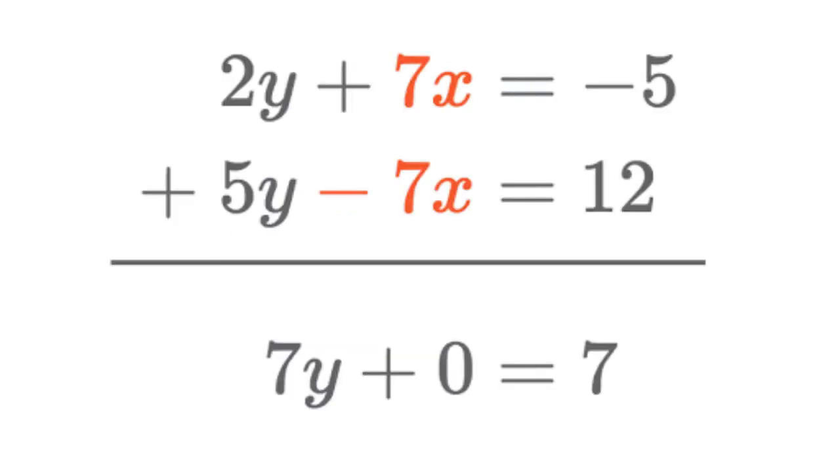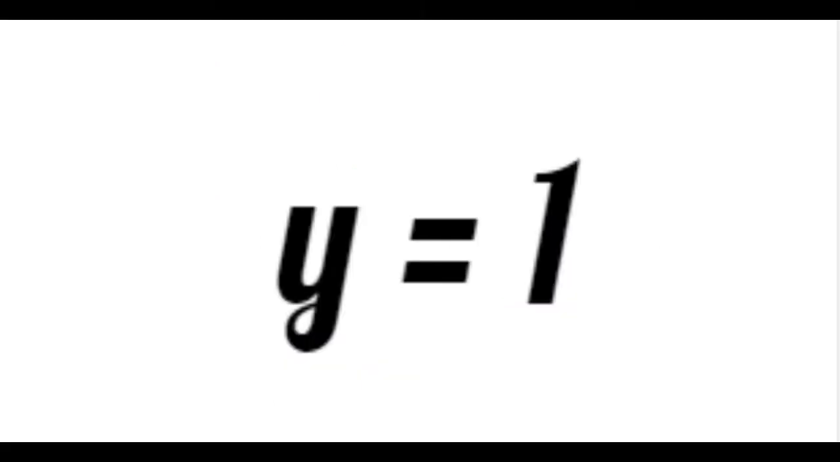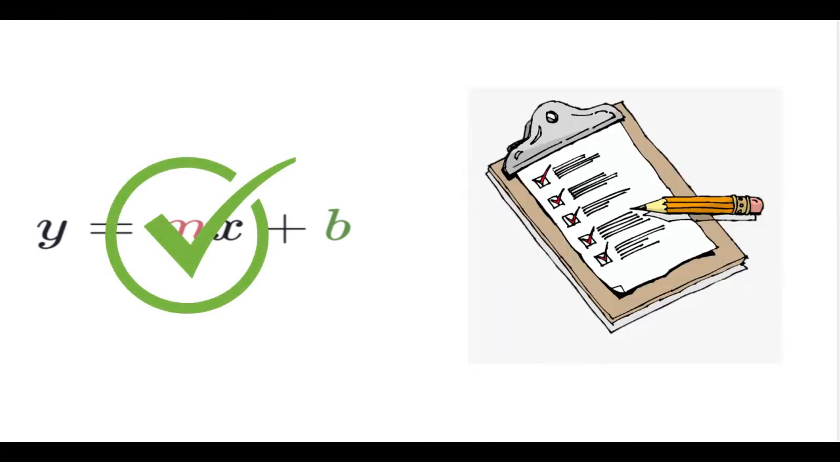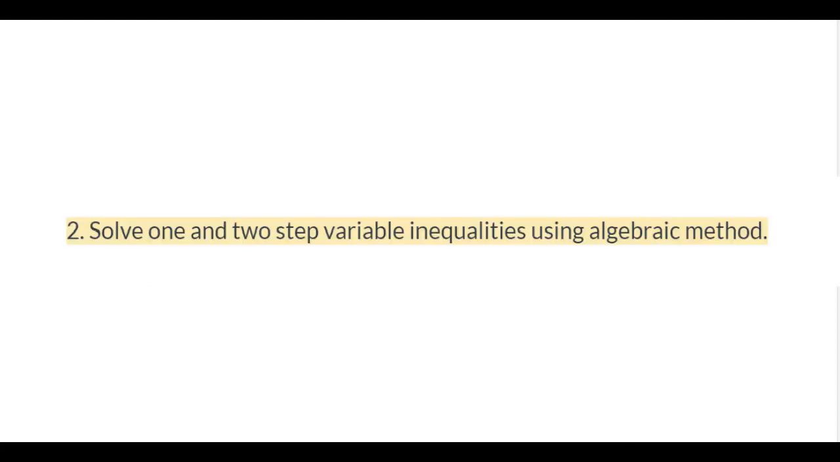The final method is elimination. You cancel out numbers and extra variables with inverse operations, and you isolate one variable on one side and the solution on the other side. In the end, the solution looks like this. This would work with most solvable equations, and I believe that this is the method we would use the most this year. The second N is to solve 1 and 2 step variable inequalities using the algebraic method.